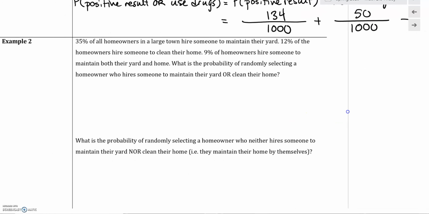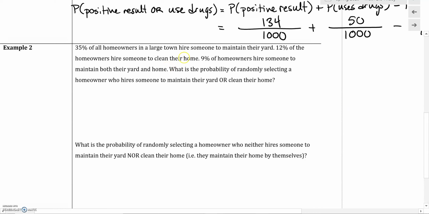It says that 35% of all homeowners in a large town hire someone to maintain their yard, 12% of homeowners hire someone to clean their home, and 9% of homeowners hire someone to maintain both their yard and their home. So what is the probability of randomly selecting a homeowner who hires someone to maintain their yard or clean their home? I don't know about you, but I read these and it's a little confusing and overwhelming.